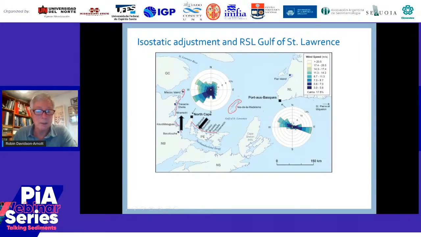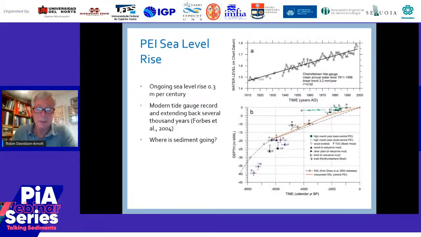And we look in particular at these areas here, and I'll bring this up for a second. The red lines mark barrier systems that have been relatively well studied. And the key thing here is these are barrier systems that exist in an area where sea level has been rising for 6,000 years. And I'll come back to that in a minute. So here's the sea level rise. This is on Prince Edward Island where we've been working. This is the tide gauge for one of the harbors there, and it shows a linear increase of about 3.2 millimeters a year.